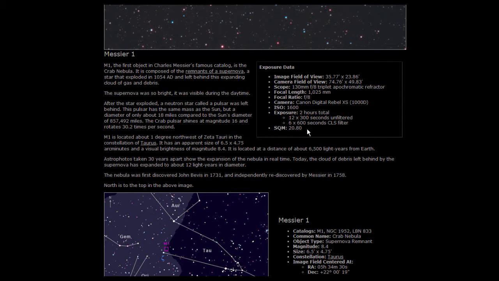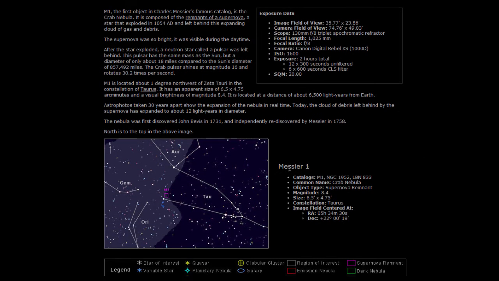And you'll be able to use this to compare to your own observing site, so that if your observing site has a brighter sky, you'll probably want to give the images more exposure time to achieve the same kind of quality that you see here. Down at the bottom of the page is a finder chart that shows the location of the object in the sky in a wider field, just to give you a general idea of where it is. And also some basic data about the object itself, such as the catalog name, common name, object type, magnitude, size, constellation, and the right ascension and declination for where the object is located.